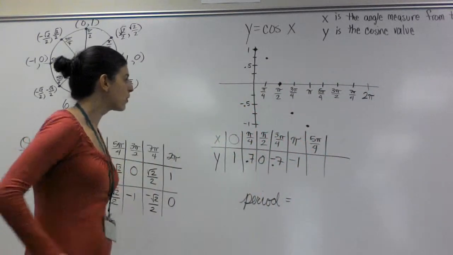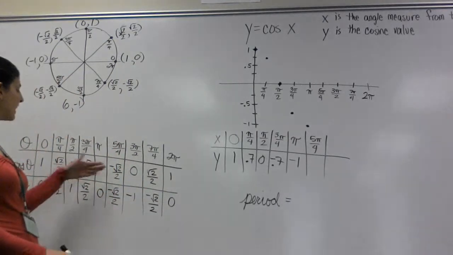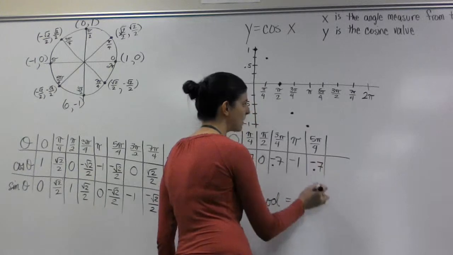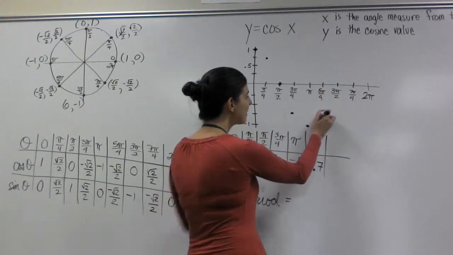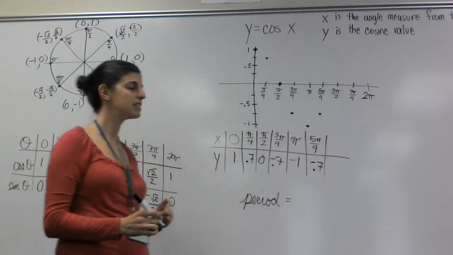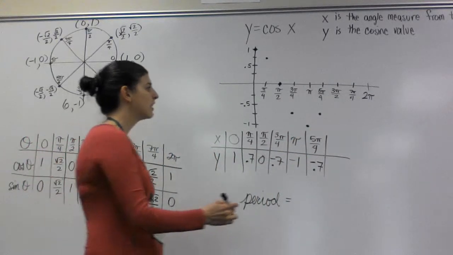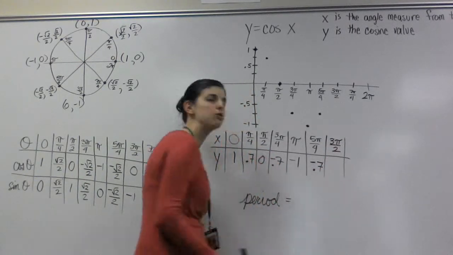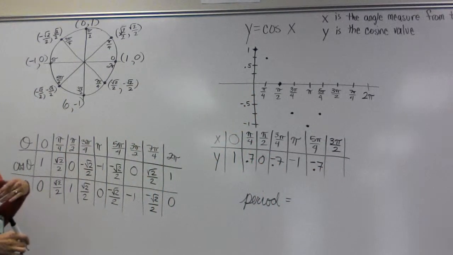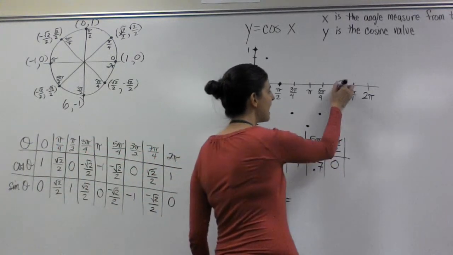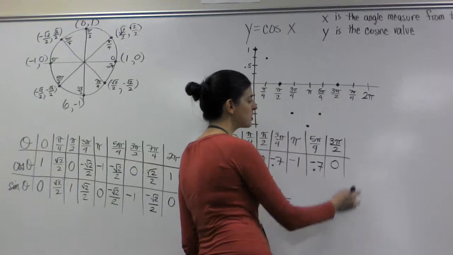5 pi over 4 takes me back up to negative square root of 2 over 2, which is -0.7. Thank you very much. So I need to be back at the same height that I was a second ago. Try to make them the same height, symmetric. 3 pi over 2 has what for a cosine value? 0. So you should be back up to the x-axis at 3 pi over 2.